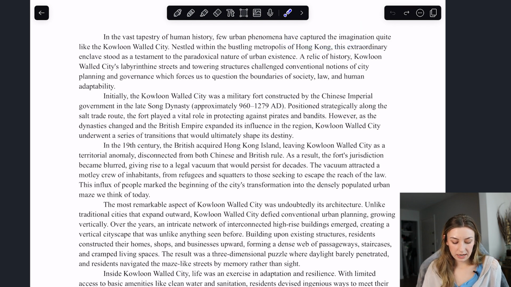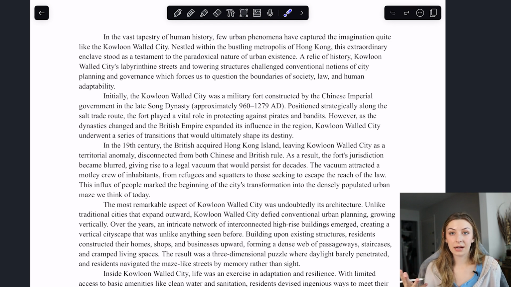Those adjectives. Nestled within the bustling metropolis of Hong Kong, this extraordinary enclave stood as a testament to the paradoxical nature of urban existence. A relic of history, Kowloon Walled City's labyrinth streets and towering structures challenge conventional notions of city planning and governance, which forces us to question the boundaries of society, law, and human adaptability. So we already have quite a lot to work with here, right? We're getting tone. We're starting to see maybe what the main idea is going to be.